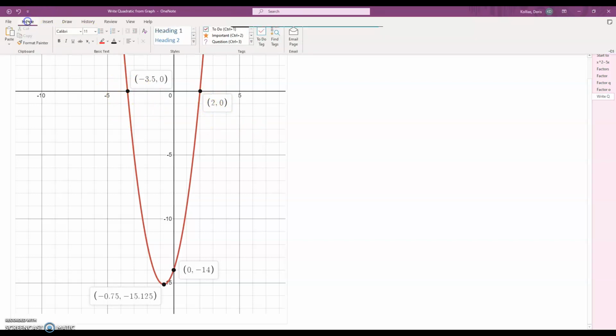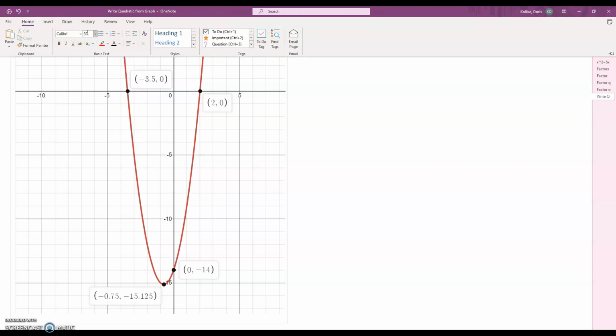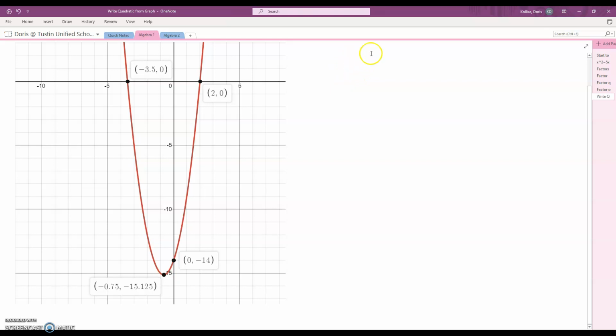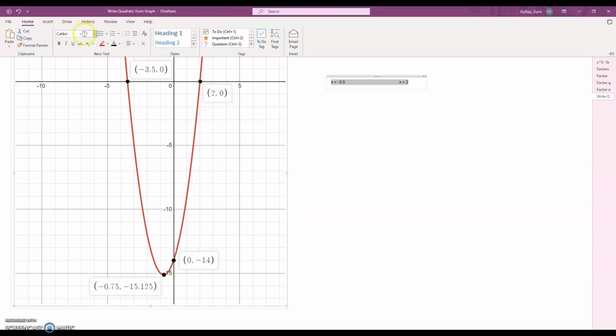So what we know is that x equals negative 3.5 on the first point that we are given, and x also equals 2 on the second point that we are given. Let me fix this real quick. All right, so we know that these are the two values that are represented by these two x-intercept points. Let me make these a little bit larger so we can see them.